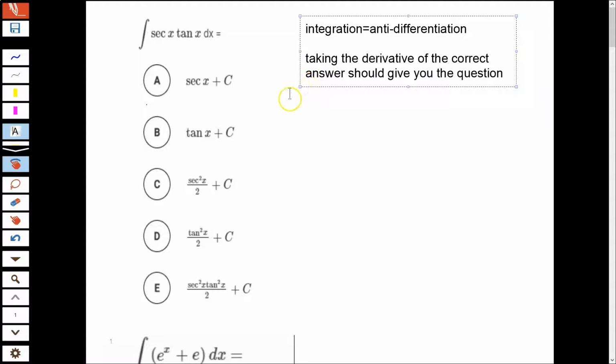So a test taking strategy you can use on these multiple choice ones especially is you could take a derivative of each of the answer choices and see which one gives you secant x tangent x, and that's going to be your correct answer, right? That also means you can check your work every single time, so there's no reason you should get an integral wrong unless they truly stump you and you don't even know how to take the derivative on these multiple choice ones. Okay, that all being said, the first one then is very easy.